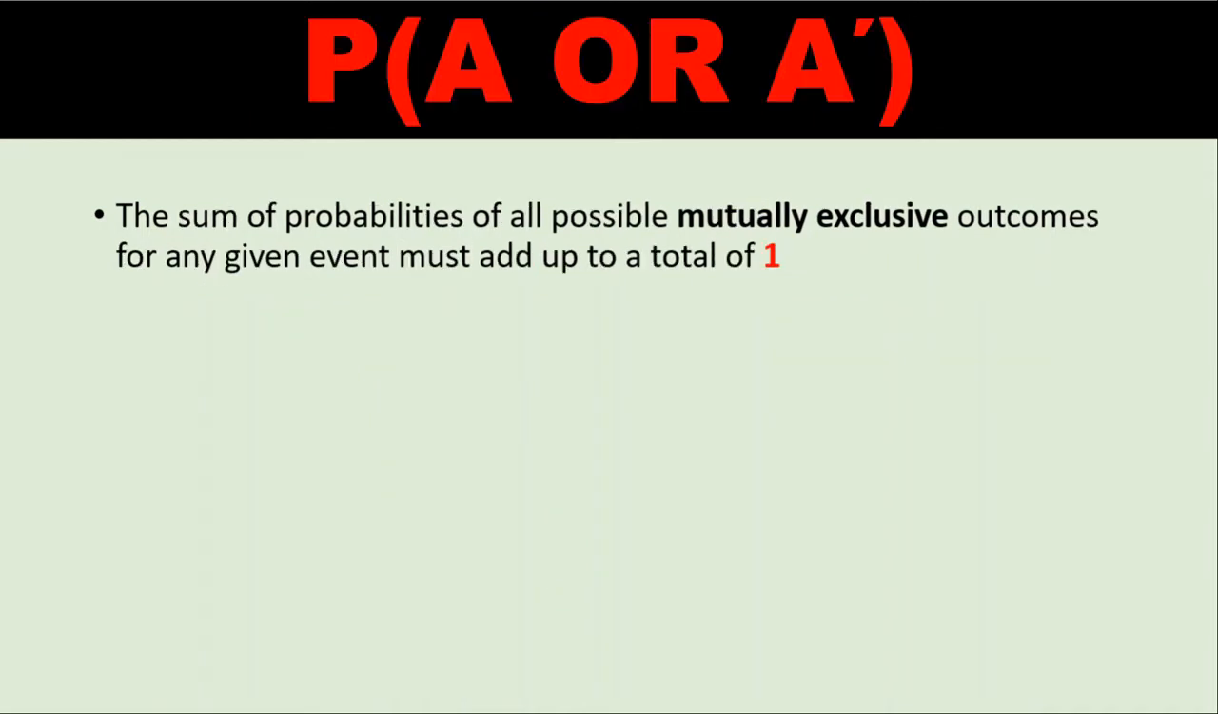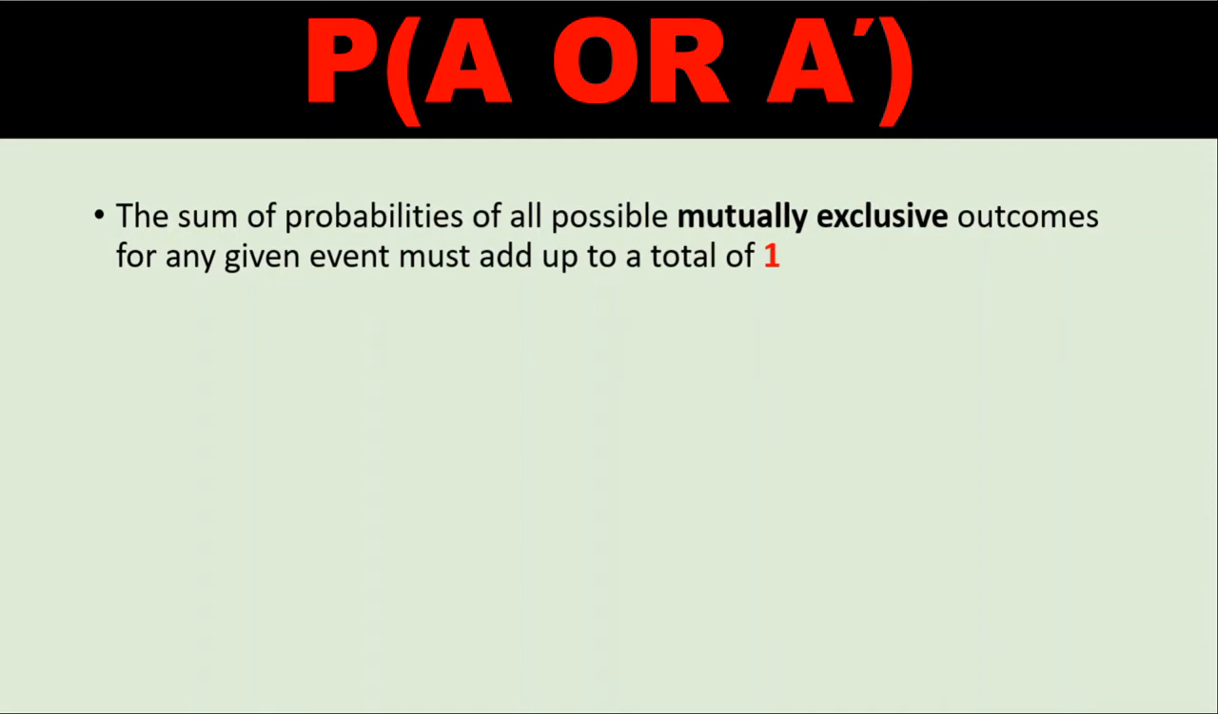Next, let's have a look at what happens when we add together the probabilities of all possible mutually exclusive outcomes. That is, the probability that any of the possible outcomes happen. Either this happens or it doesn't happen. Now, if I'm adding together all possibilities, the total probability should be 1, because remember, that's the highest possible probability. That means certainty.